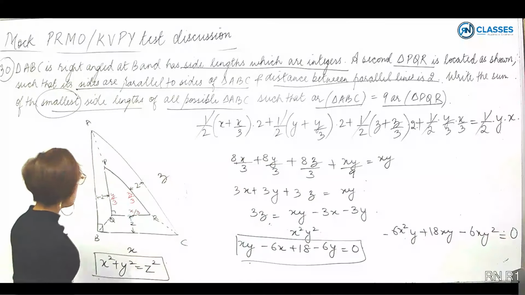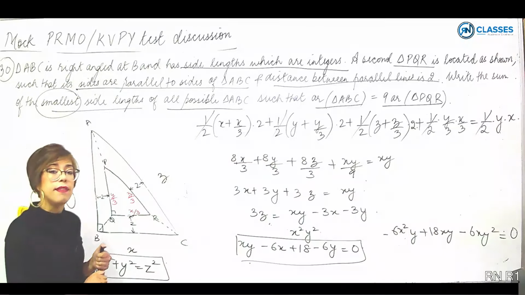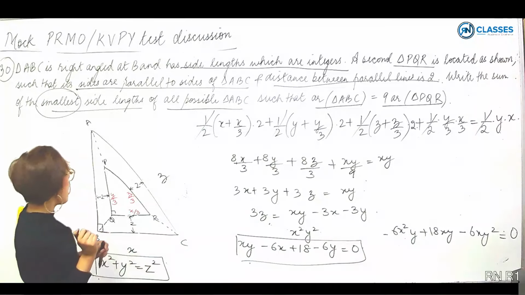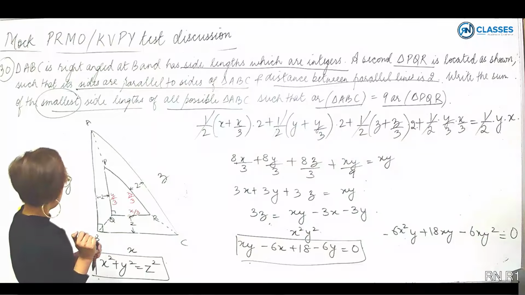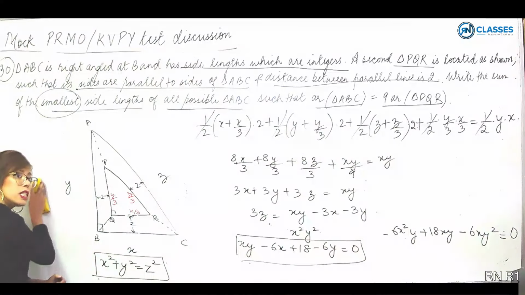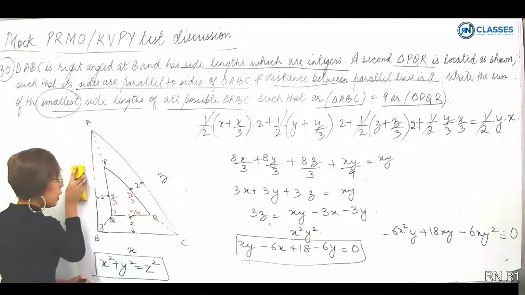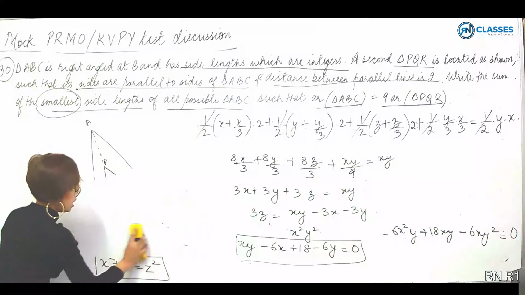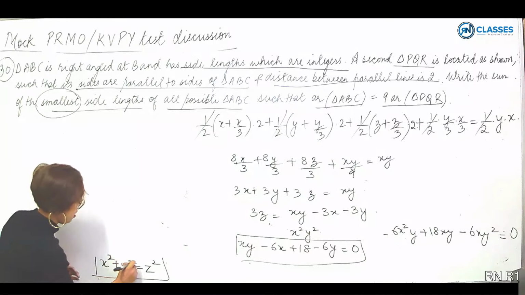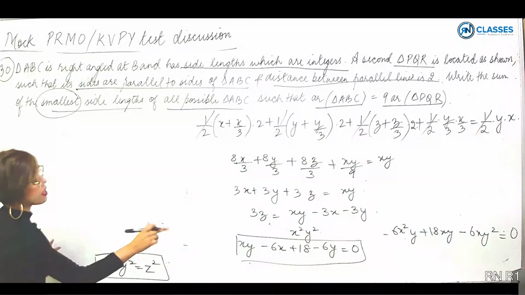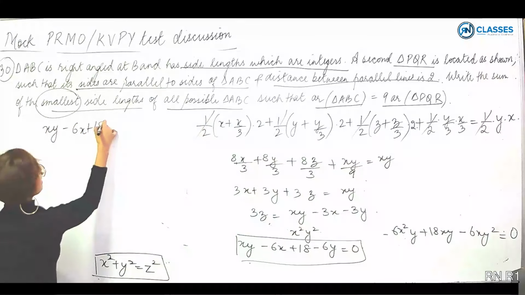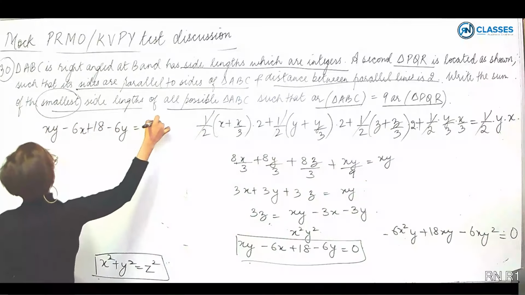Now from here, I need to find out the value of x and y. Now I know that x and y are integers. Maybe I can use that. And I need the space, so I'll erase this because we don't need the diagram anymore now that I've found the equation. I'll keep one; I will not erase this part because I might forget it. So I have my equation xy minus 6x plus 18 minus 6y equal to 0.